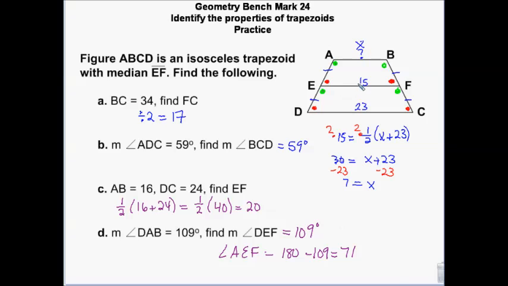Okay, so without algebra, multiply this by 2 and subtract the other one that you have. Yeah, so you do the median times 2 minus the base gives you the other base. So if you have the two bases, add them together, divide by 2. If you have the middle and one side, multiply the middle times 2 and subtract the one side to get the other side.